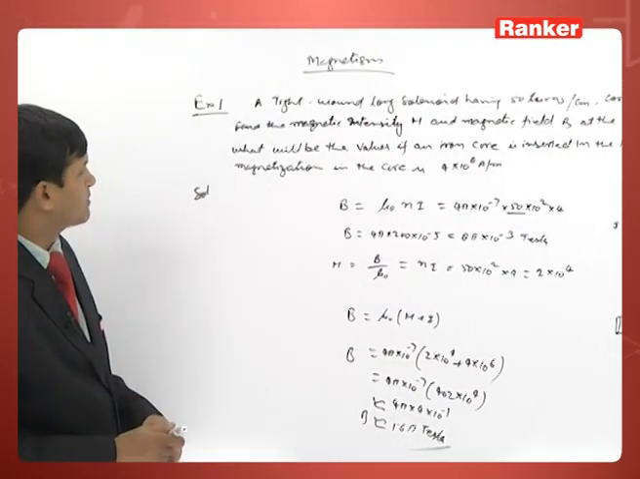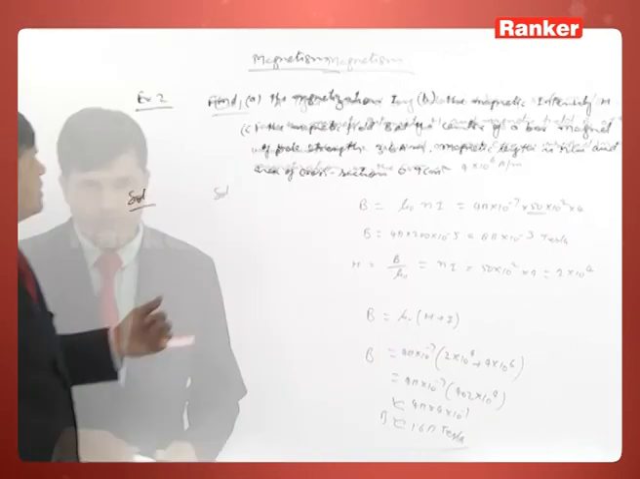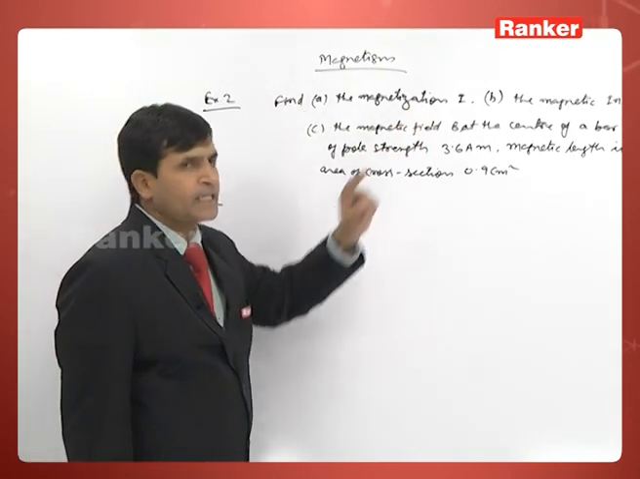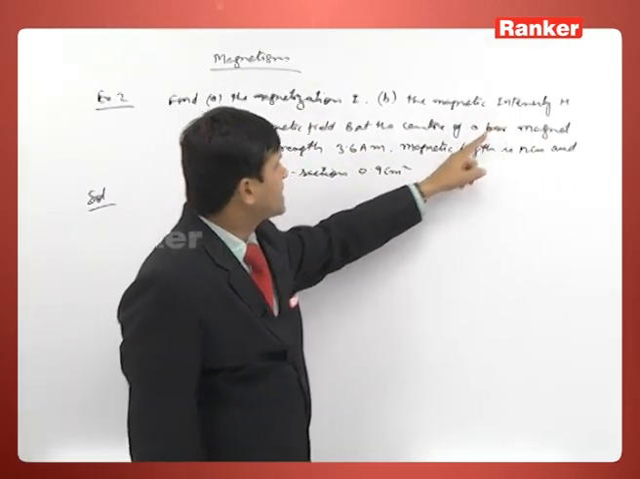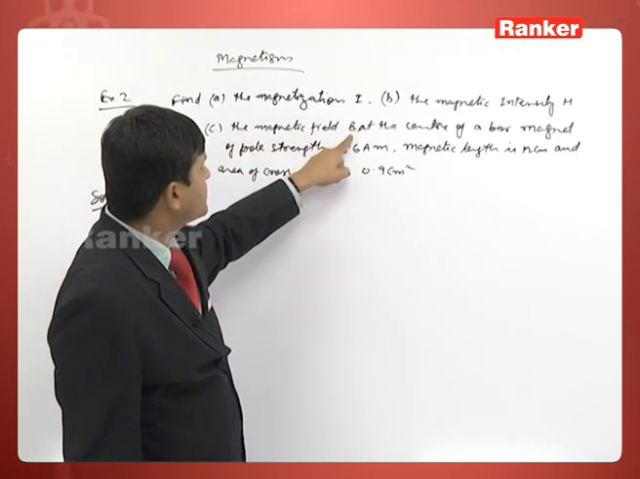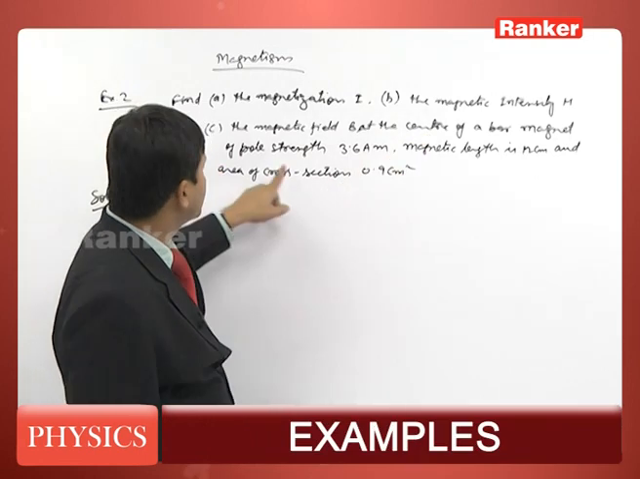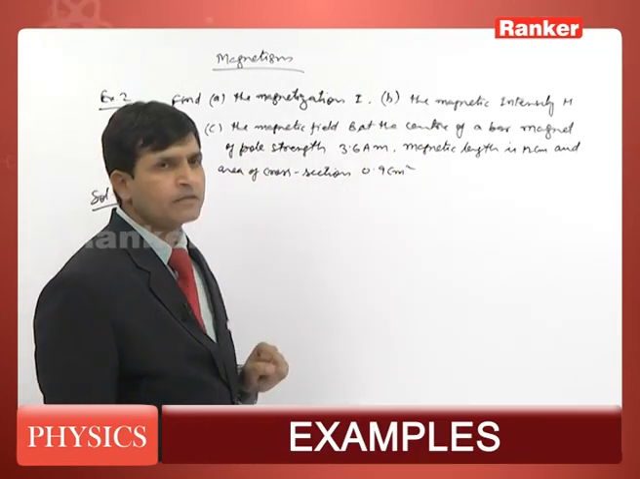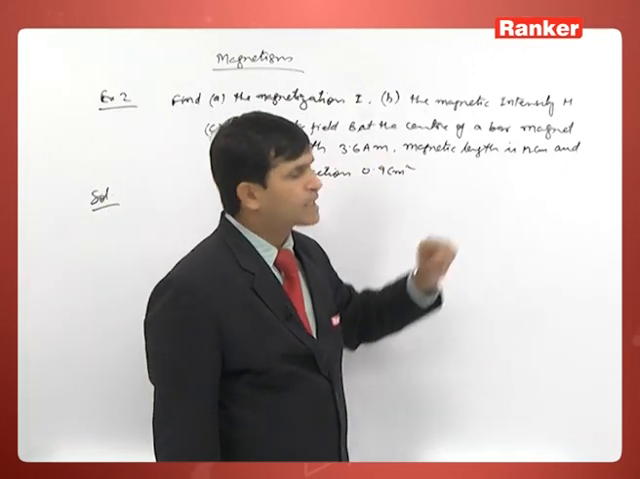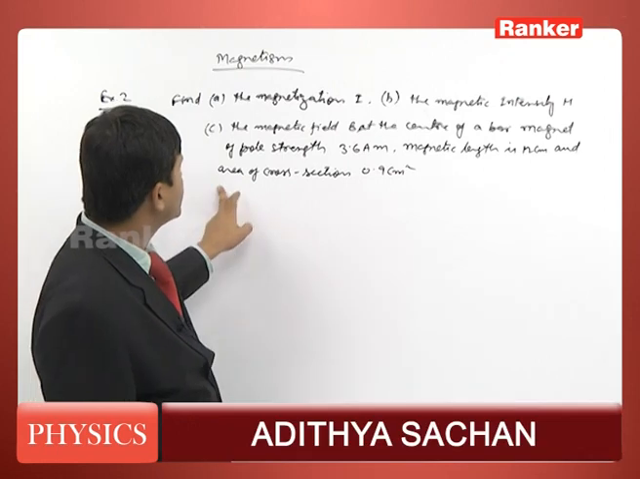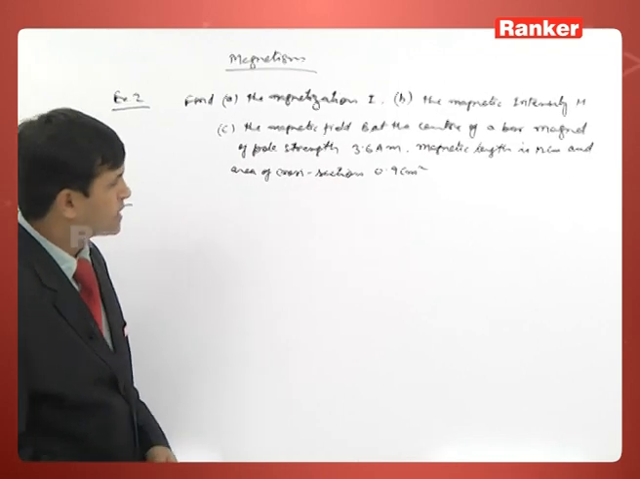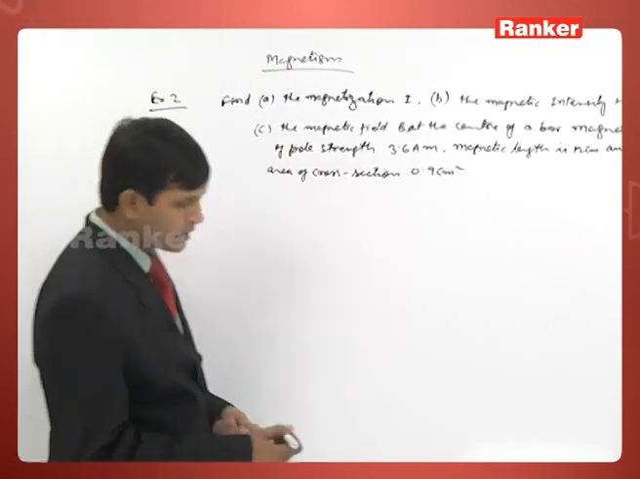So this is one of the problems. Now see another problem. So now one question is given as: find the magnetization I, the magnetic intensity H and the magnetic field B at the center of a bar magnet of pole strength 3.6 ampere meter, magnetic length is given 12 centimeter and area of cross section is given 0.9 centimeter square. So see how to solve this one.